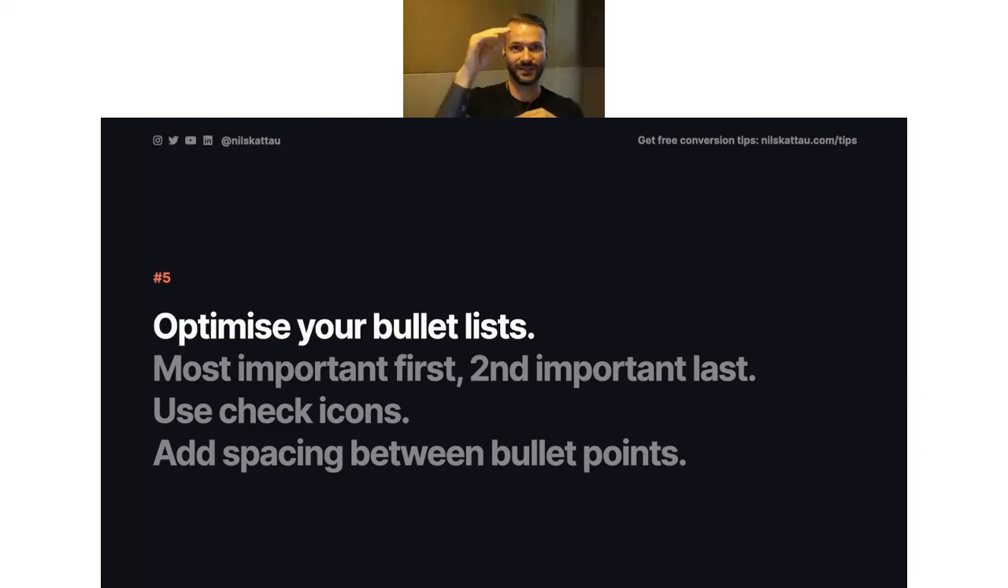So have the first important in the first place and the second important in the last place. And by this, you make sure that more people will recognize or remember your most important bullets that you have in this list. Then the second one is you should use check icons.